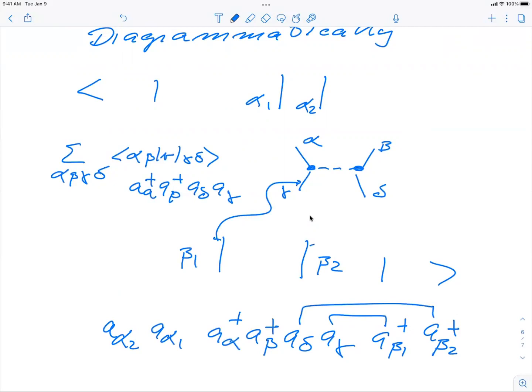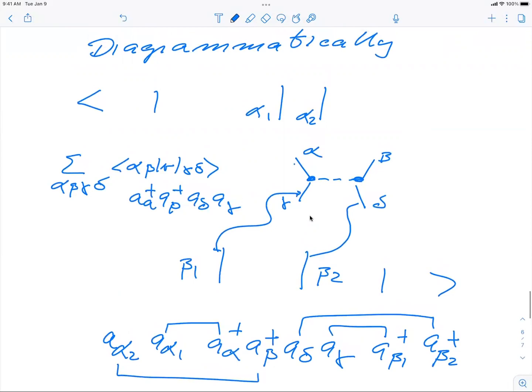So I would link beta 2 with delta. And then I can take alpha 1 with alpha and alpha 2 with beta. So that gives me this contraction here and this contraction here.